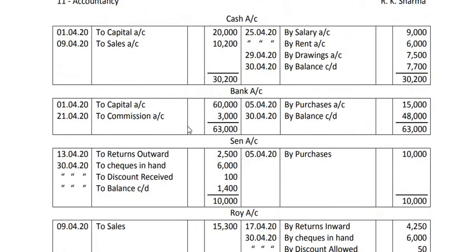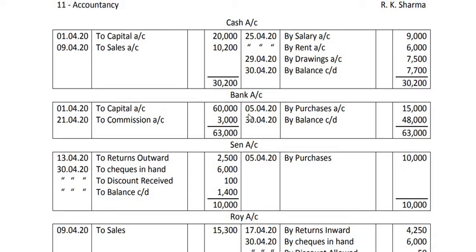So I have written in bank account to commission account 3,000. After posting these three transactions of bank, we have 60,000, we have 3,000, and on this side we have 15,000. So this side is less by 48,000. This 48,000 will be called the balance of bank. And remember, this is on 30th April. By balance c/d 48,000. This is called the debit balance of bank account.